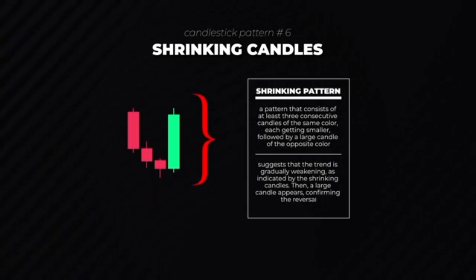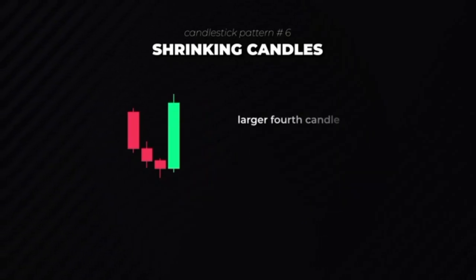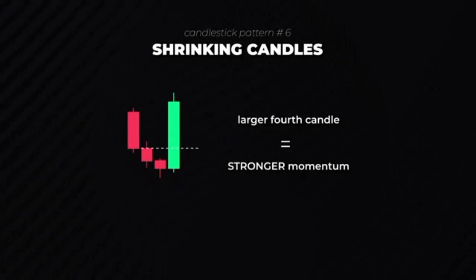The size of the 4th candle affects the likelihood of a successful reversal. Larger candles show stronger momentum, increasing the probability of a reversal. I recommend looking for a pattern where the 4th candle closes above the 2nd candle.